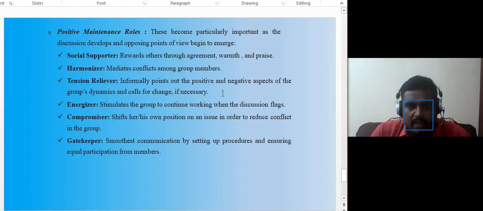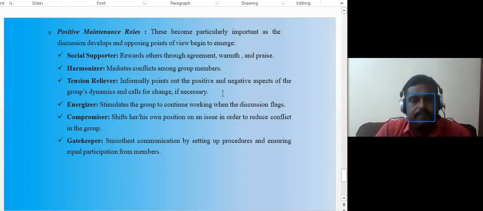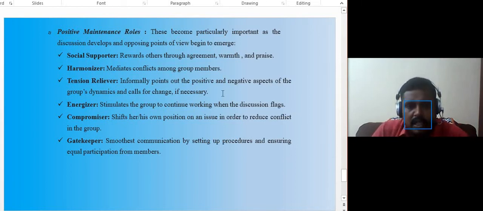These become particularly important as a discussion develops and opposing points of view begin to emerge. The Social Supporter rewards others through agreement, warmth, and praise. The Harmonizer mediates conflicts among group members. And the third one, the Tension Reliever, informally points out the positive and negative aspects of the group dynamics and calls for change if necessary.